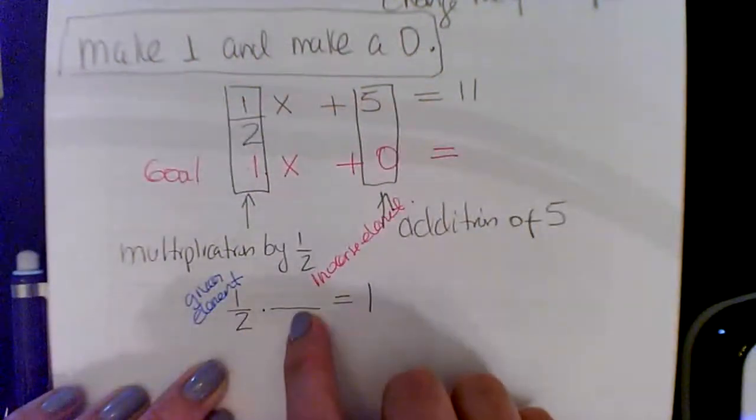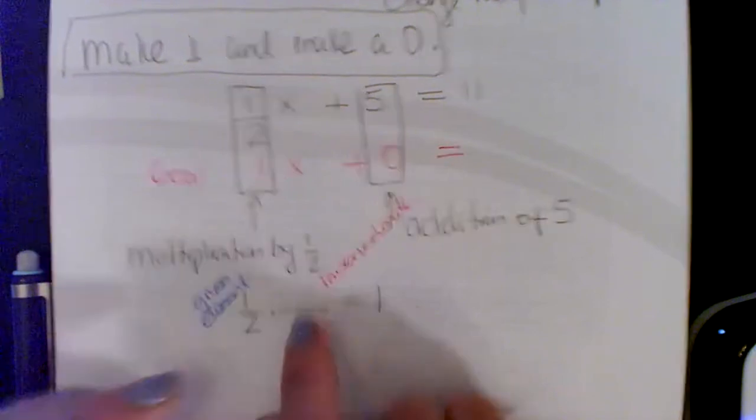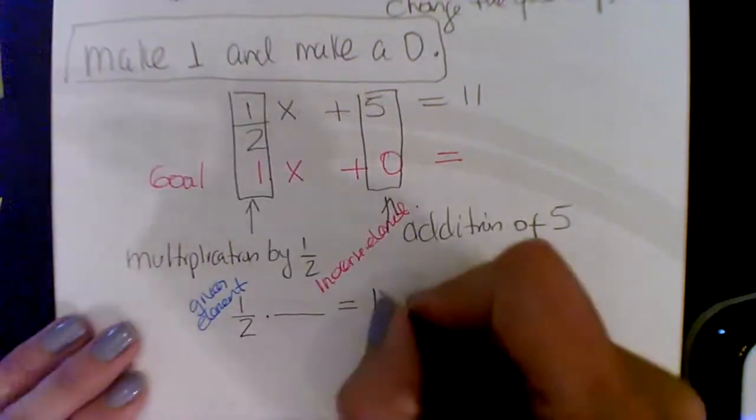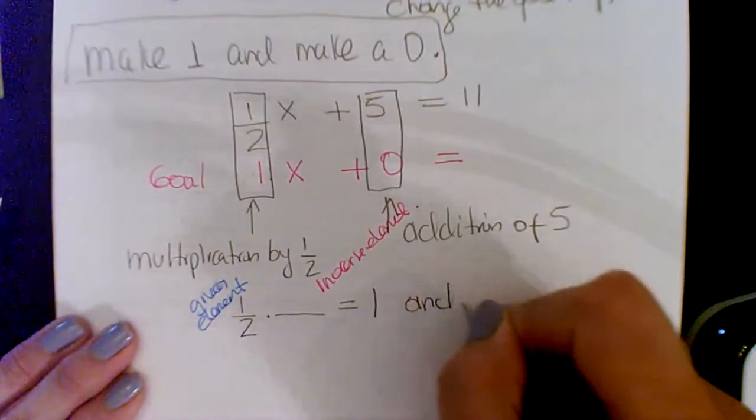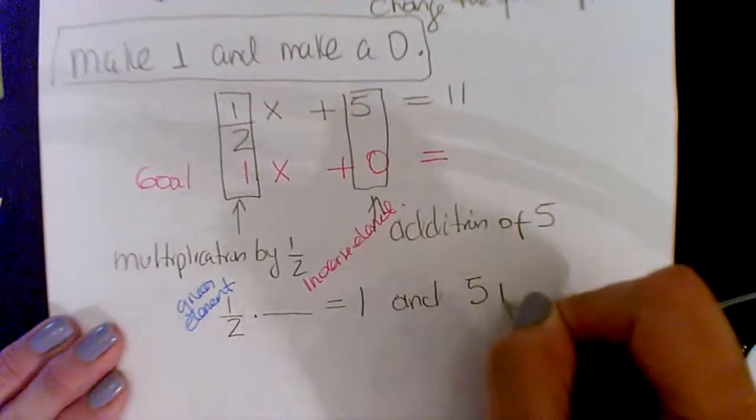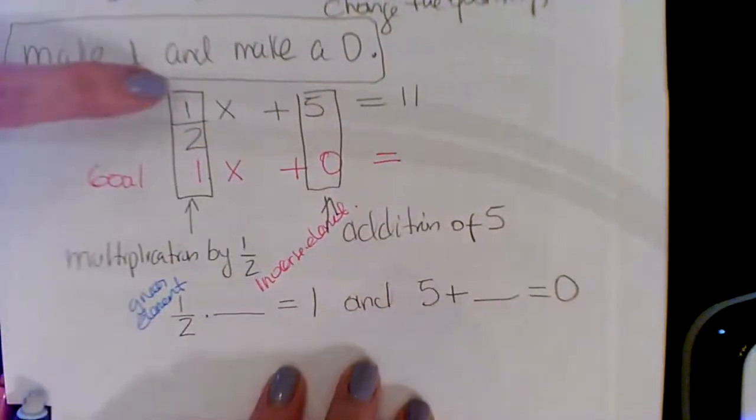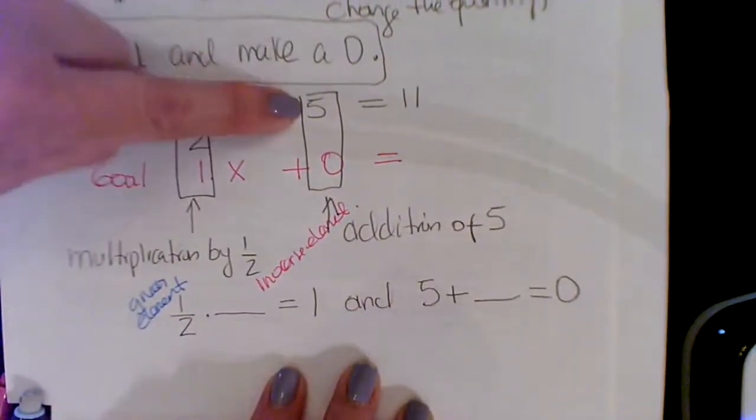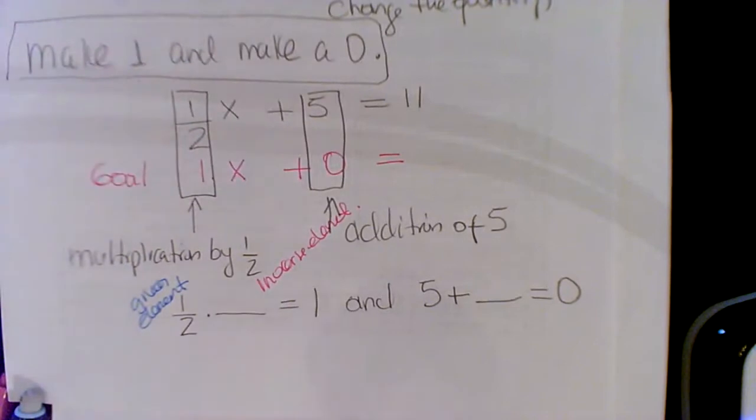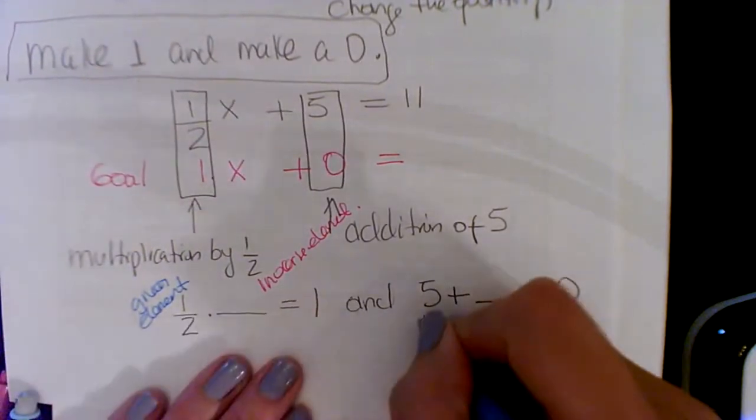To make, remember, look at this. I will need to what? Multiply by 2, right? And the other one will be 5 plus needs to be equal to 0. Remember, 1/2 needs to be equal to 1 and 5 needs to be equal to 0. So here's my element, my given element.